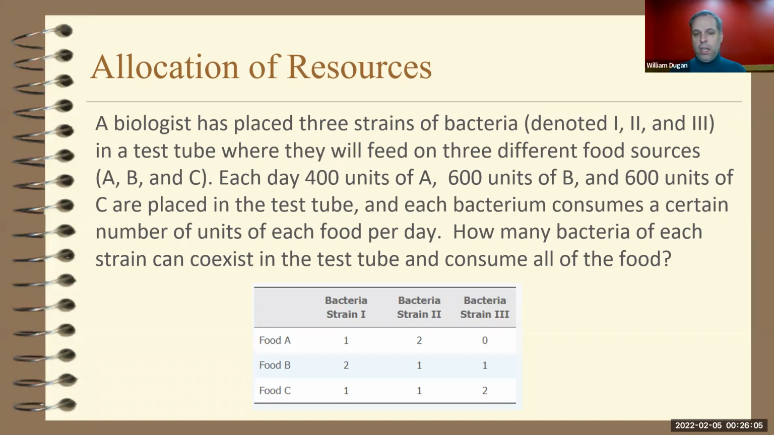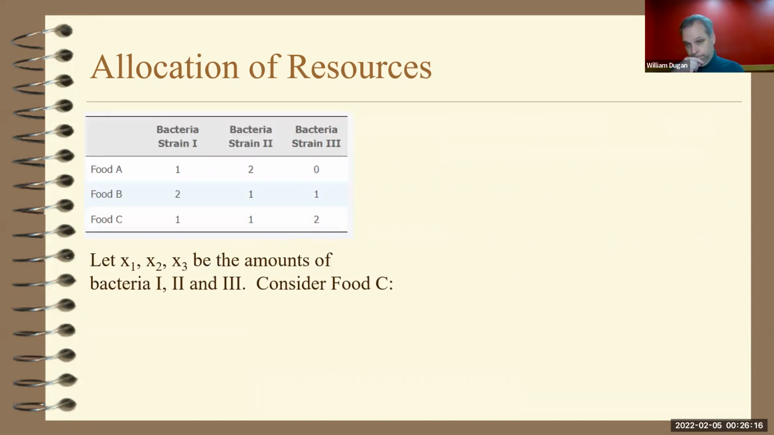So then in a given day, strain 1 will consume 1 unit of A, 1 unit of C, and 2 units of B. Now, let's suppose that X1, X2, and X3 are just the amounts of these different strains, 1, 2, and 3. Please consider the consumption of food C.